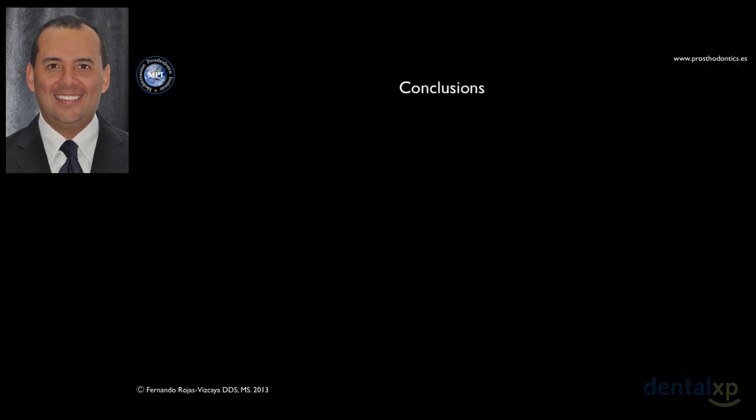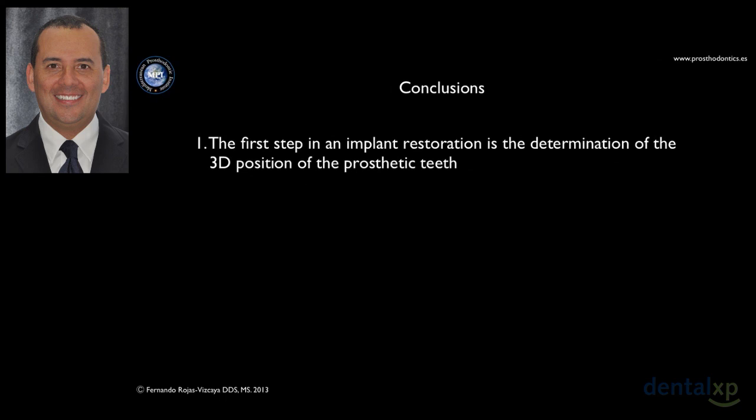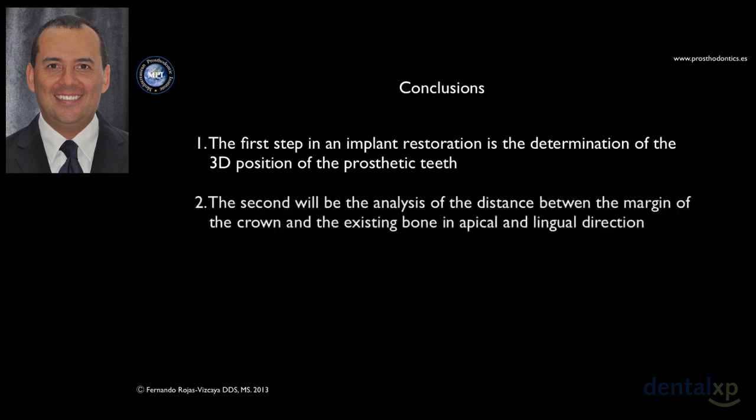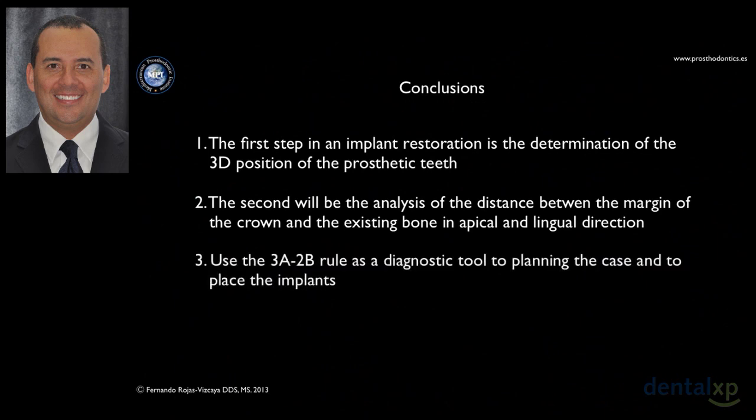So in conclusion of this short presentation, the first step in an implant restoration is the determination of the 3D position of the new prosthetic teeth, whether one single crown or a full mouth reconstruction. Once you know the position of this crown or this crown, we will analyze the distance between the margin of the crown and the existing bone in apical and lingual direction, looking to apply the 3A to B rule.